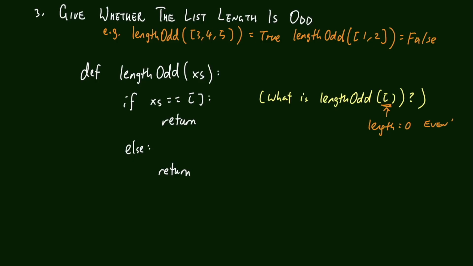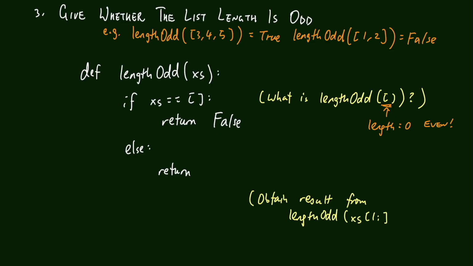When the list is empty, the length is 0, which is an even number. That's why we return false. And for the non-empty case, you think about how to arrive at the final answer given the result of the recursive call. So put it into the context of this function.